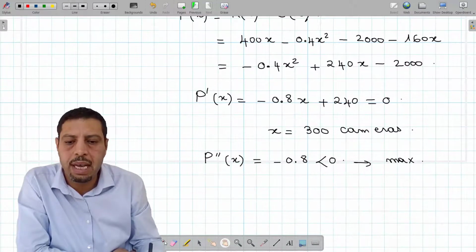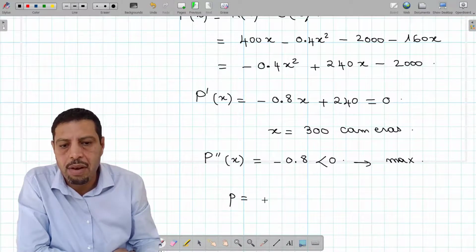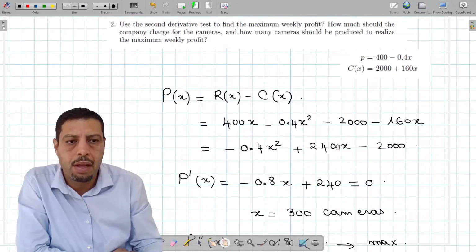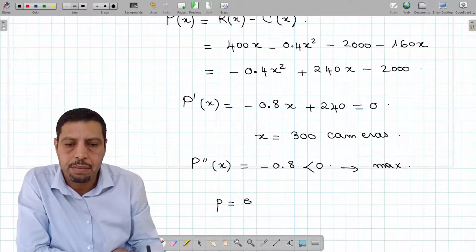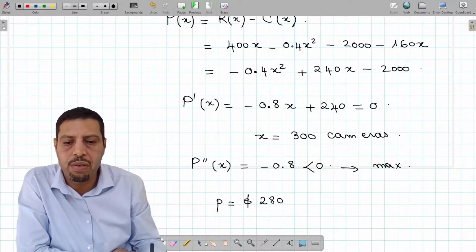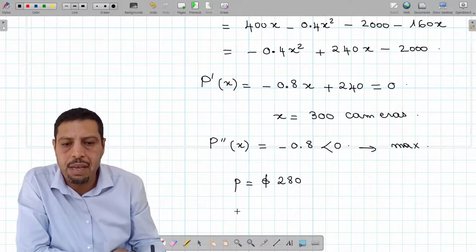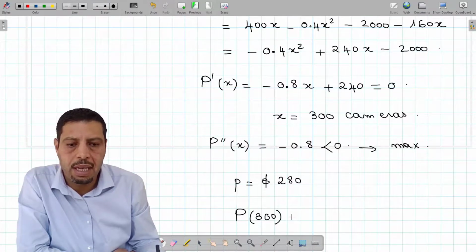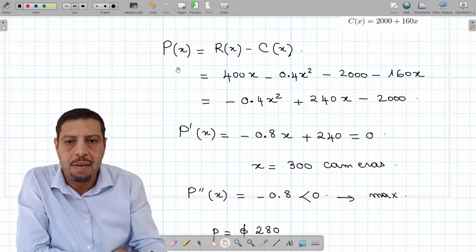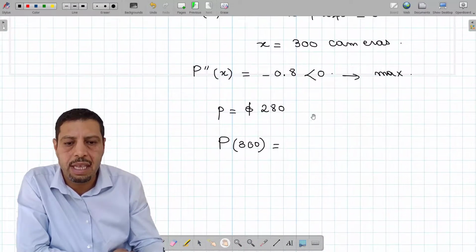Of course, you compute the price P. Remember that P is equal to 400 minus 0.4x. If you substitute x by 300, you will find that P equals $280. And of course, you compute your maximum profit by computing P of 300, substituting x by 300 in the profit expression.